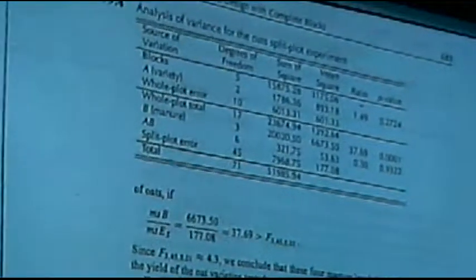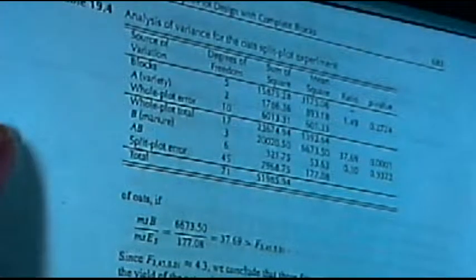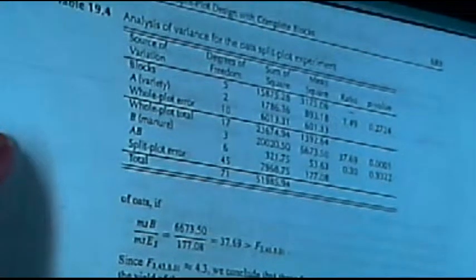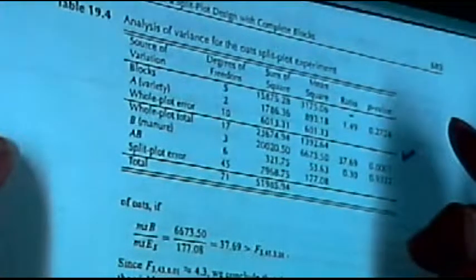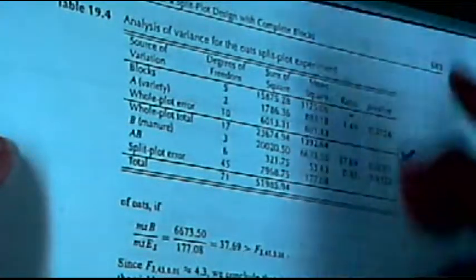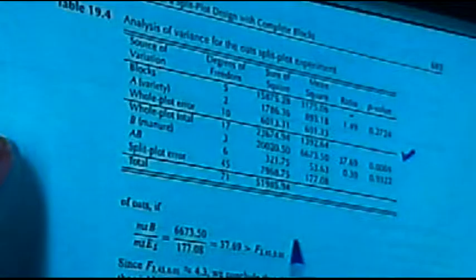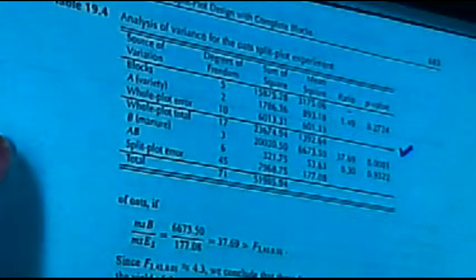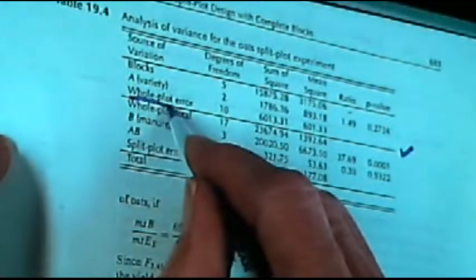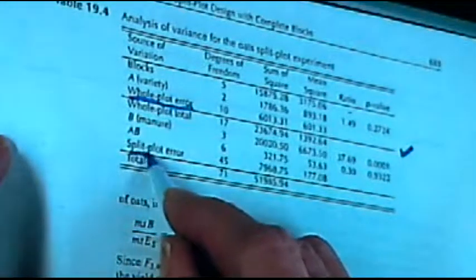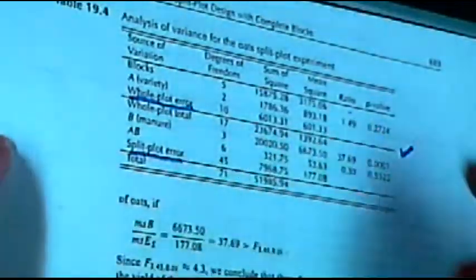And on the 3rd page, we see the split plot analysis of variance table. Notice the dividing line here. Above the line is whole plot information. Below the line is subplot information. And they talk about having a whole plot error, and they talk about having a split plot error in this source.